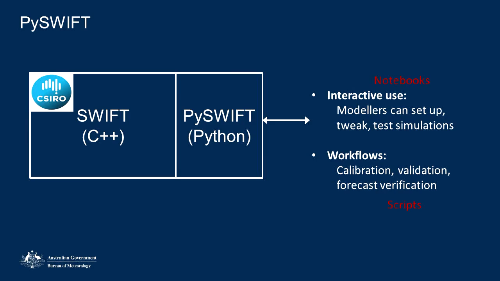This diagram shows you how SWIFT is used in offline mode. SWIFT is on the left, PySWIFT next. So SWIFT is used through PySWIFT. There are two main modes we can use PySWIFT in: an interactive way and through workflows. Workflows just automate some of the use cases that are common to many catchments. But what I'll focus on is more the interactive use. For the interactive use, we use Jupyter notebooks, and through them, modelers can set up, tweak, and test simulations.